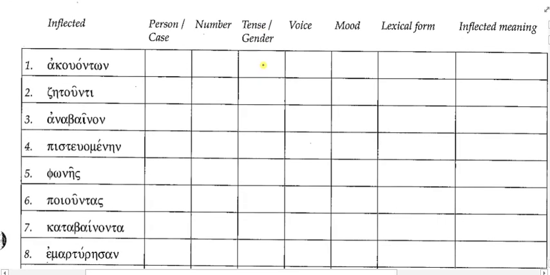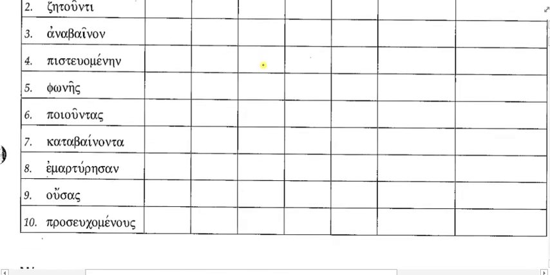Yeah, number 7. The answer he said for the gender it could be masculine or neuter. Mm-hmm. I don't see how it could be masculine. Okay, so kata bainanta. All right.